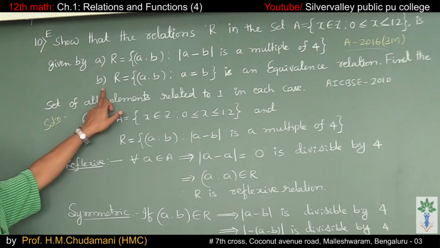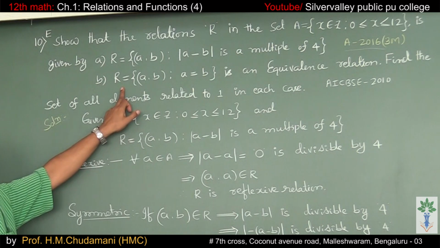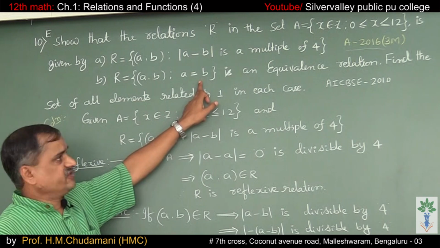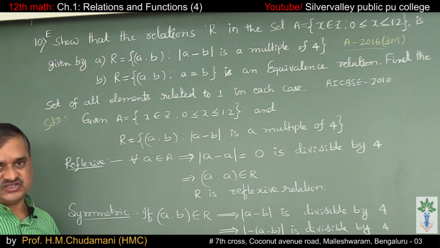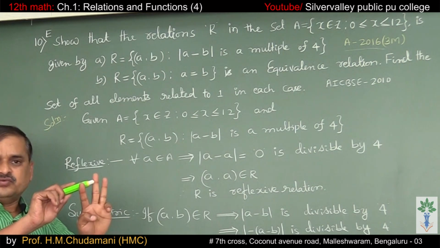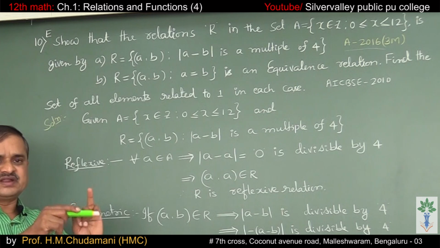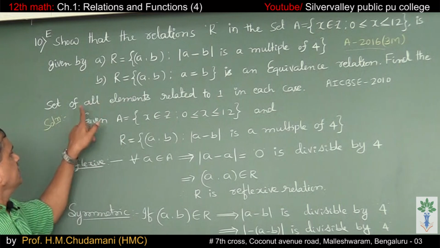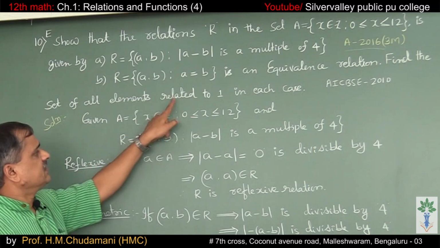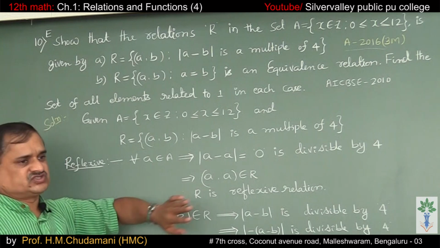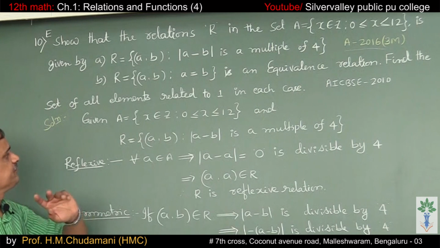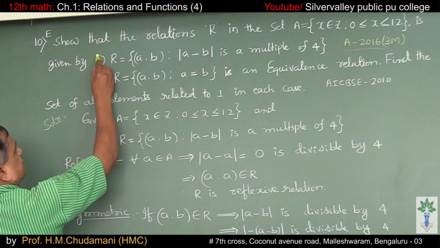And the second part, the relation R equal to the set of ordered pairs (a, b) such that a is equal to b, is an equivalence relation. We are supposed to prove this as an equivalence relation. To prove equivalence relation, we need to check reflexive, symmetric and transitive relation. Also, find the set of elements related to 1 in each case. Of course, this is in AICBSE also, 2010. Let me work out the first case.